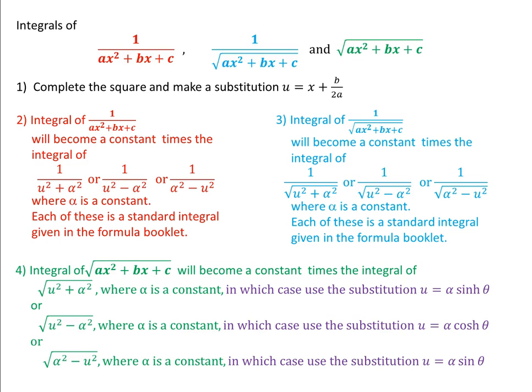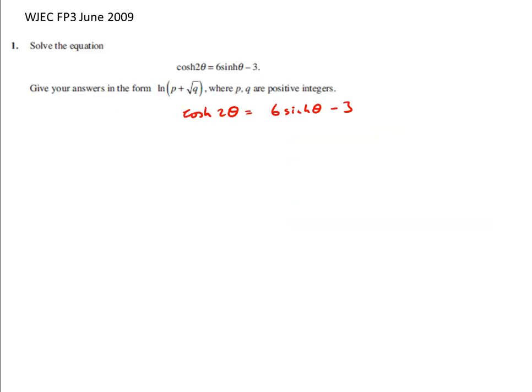Okay, so at this stage we need to start having a look at some examples. So in the first example, we need to find the exact solutions of the equation cosh 2 theta equals 6 sinh theta minus 3.